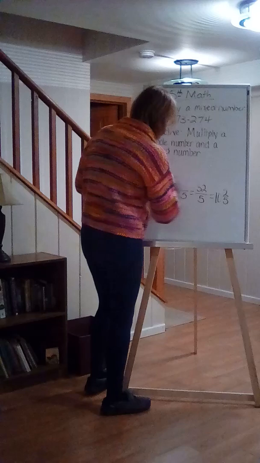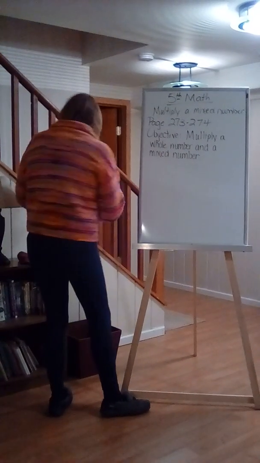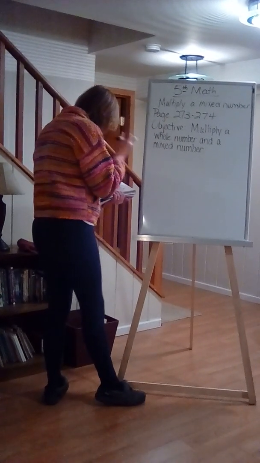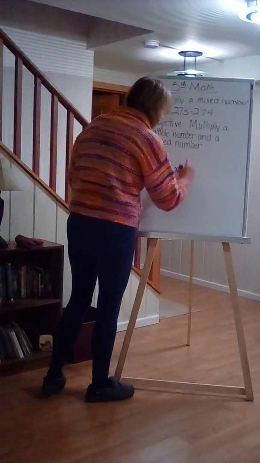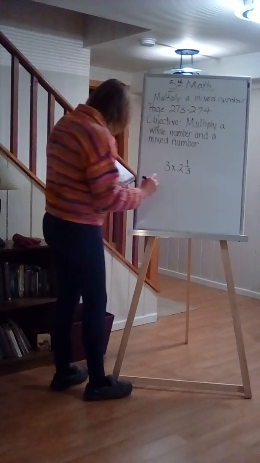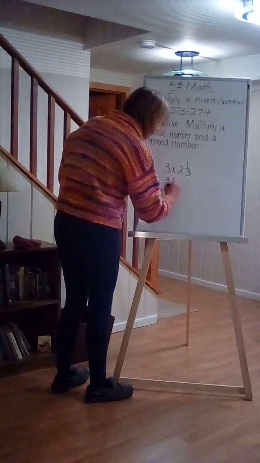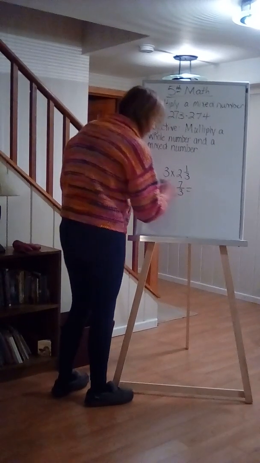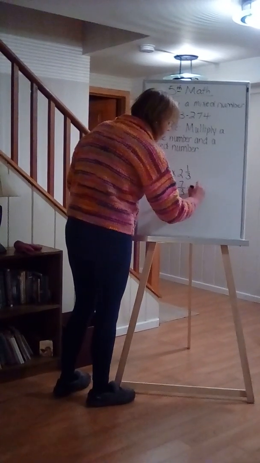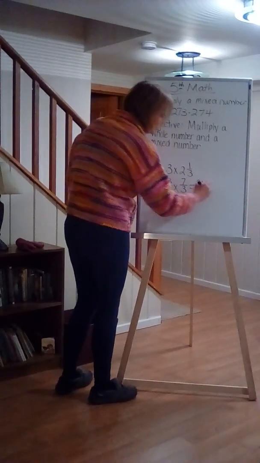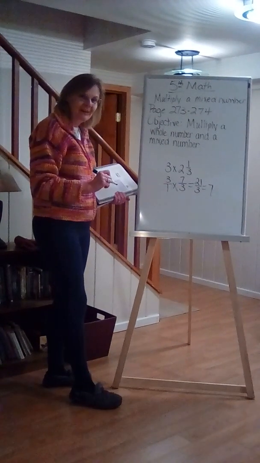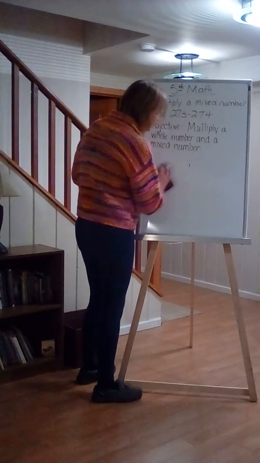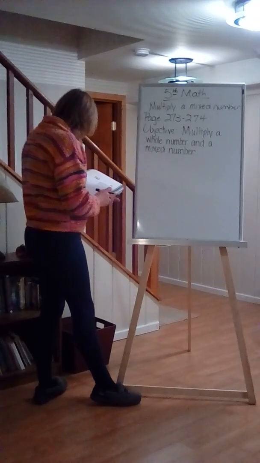Let's look at 5. 5 is 3 times 2 and 1/3. I've got 3 over 1 times 3 times 2 is 6 plus 1 is 7 over 3. 3 times 7 is 21 over 3. 3 can go into 21 7 times. All right? It's just a matter of following the steps. You guys know your multiplication tables. You've got this. Let's look at 7.